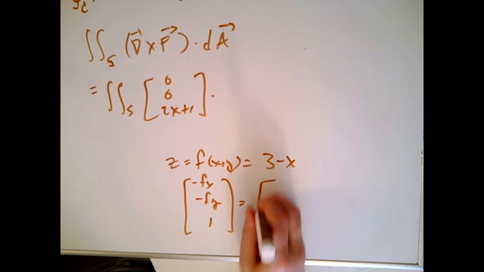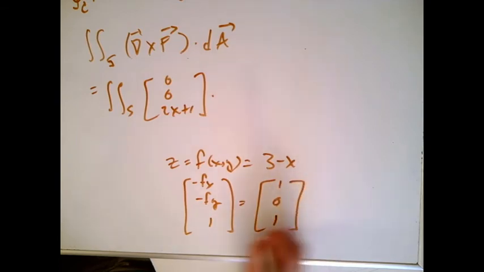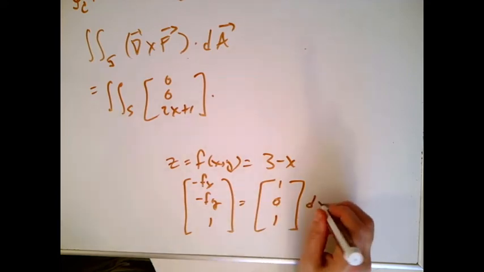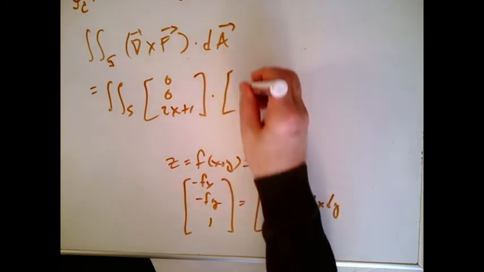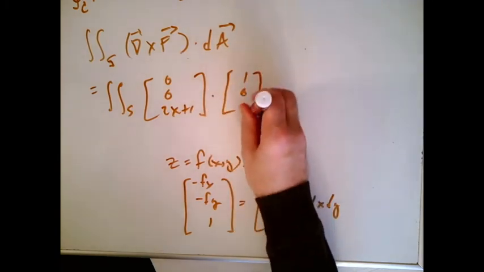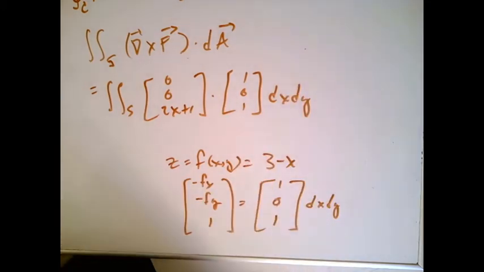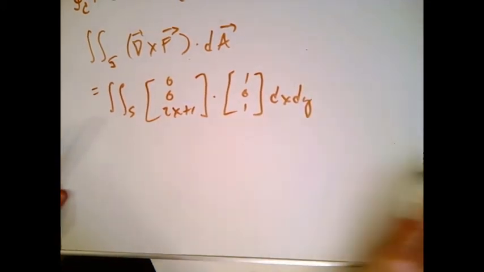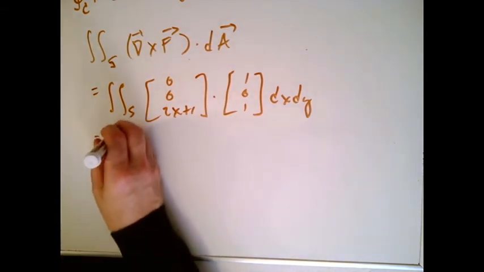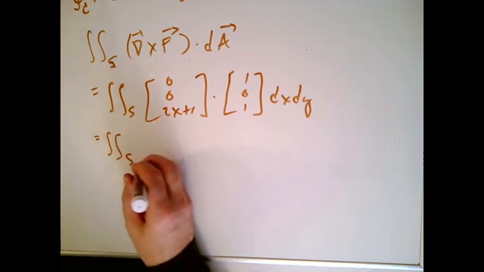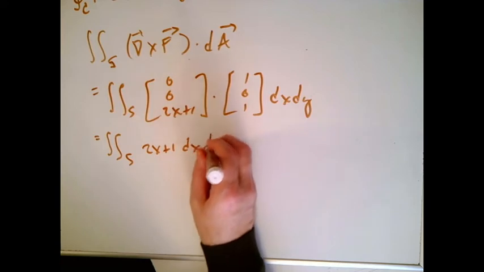And in this case, it's very simple. I should just get 1, 0, and 1. So that's actually our area vector. We should have dx dy to make sure it's an area. All right, so I put that over here like this. I go 1, 0, 1. This is going to be dx dy. And when I dot those two vectors, I'm still going to get integral, integral, I'm just going to get 2x plus 1 dx dy.